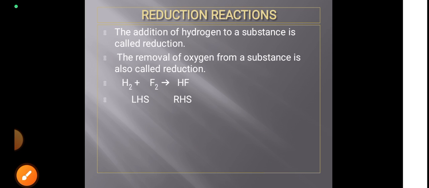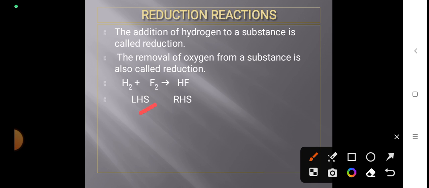Okay, now coming to reduction. Again, our basic definition would be addition of hydrogen to a substance or removal of oxygen. Now look at the example. Hydrogen and fluorine both are diatomic molecules. So they are giving rise to HF. So here, if you look at fluorine on left hand side, it's just a diatomic molecule, but on right hand side as a product, it is combining with hydrogen. So there is addition of hydrogen, and hence I call this reaction a reduction reaction.